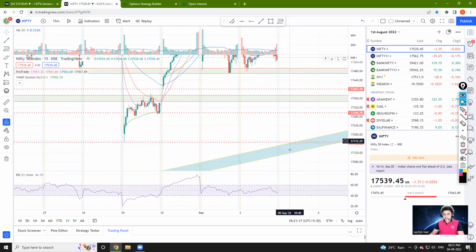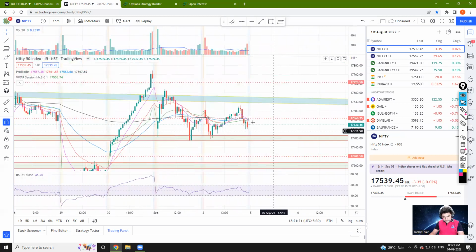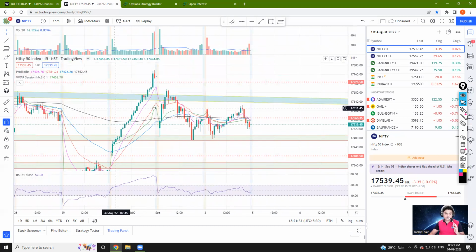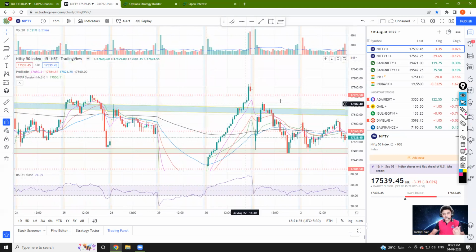So this is a very important confluence, very important level. On the upside, now as we know, US markets are falling. Still, Indian markets have held on. For whatever reason, we still don't fall. Despite the US market sell-off, we still don't fall. Markets can start moving up. This is the important level.